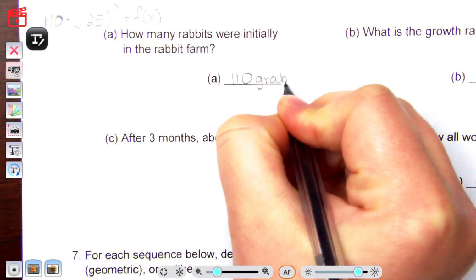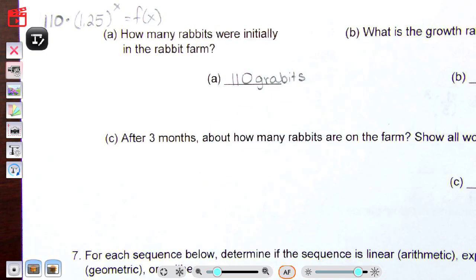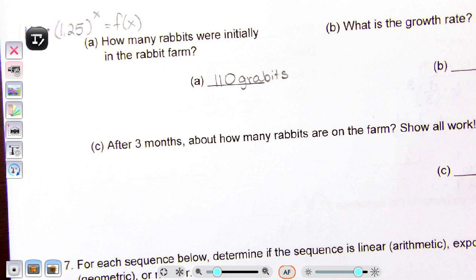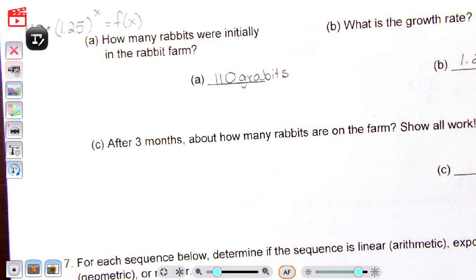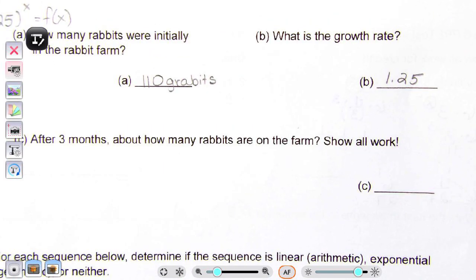So what is the growth rate? Well, let's see if it says. We can get that from the equation, or we can see from here. Doesn't look like it says. It just says it represents the growth of the rabbit population. So the growth rate is the 1.25. Let me actually verify that.